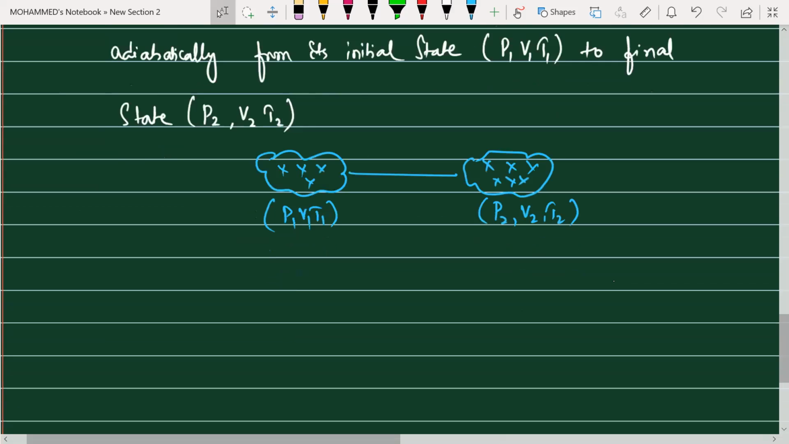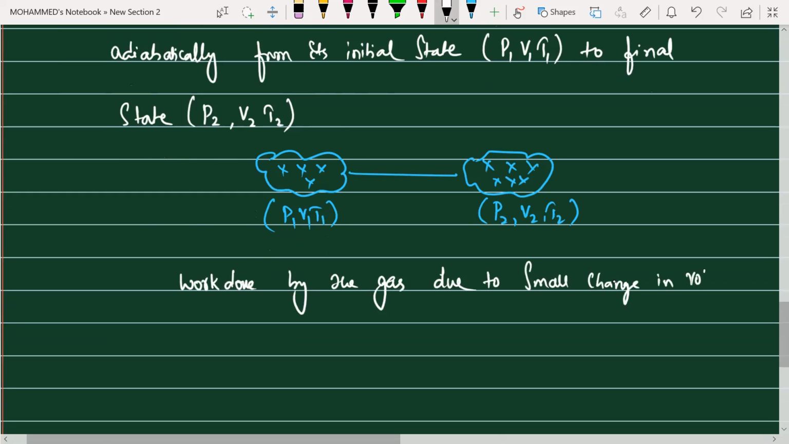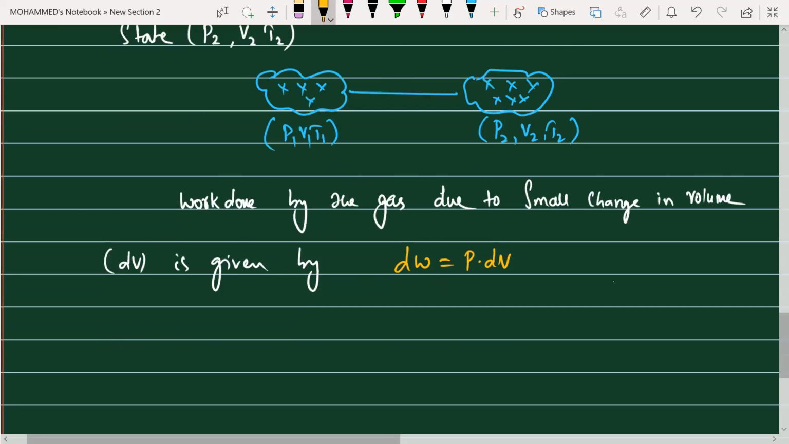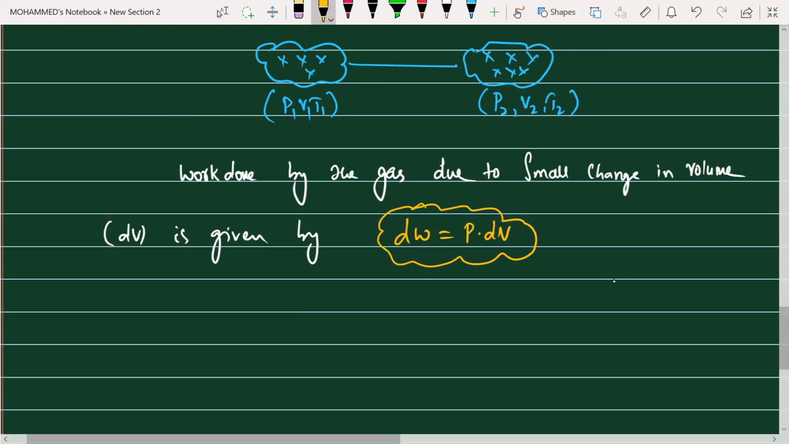Now in order to calculate the work done, what is the formula I can use? Work done is equal to pressure into change in volume. So I can write work done by the gas due to a small change in volume, represented by dV. What is the formula, beta? dW is equal to pressure into change in volume. So this is the work done formula: dW is equal to P into dV.